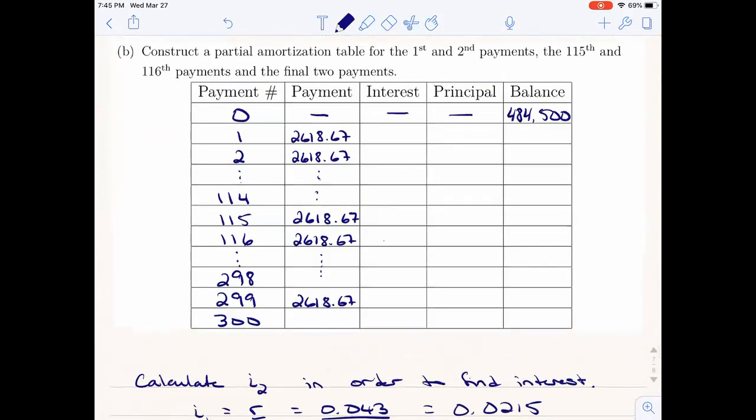Now, to calculate the interest at the first payment, we just take the previous balance times I2. So times 484,500. Well, that's a lot of interest. $1,720, and we have to round properly to 2 decimal places. So 0.77.